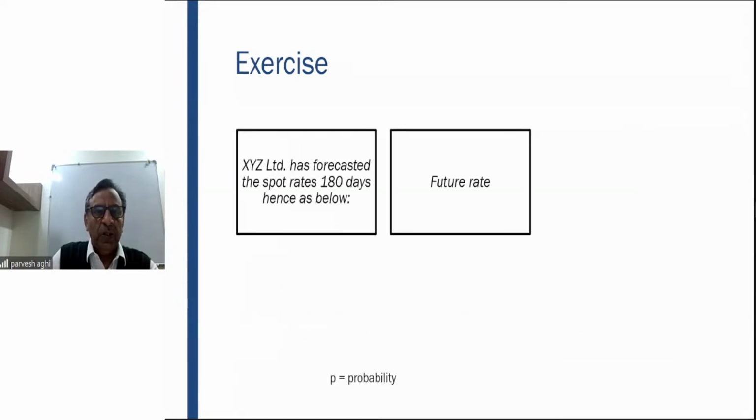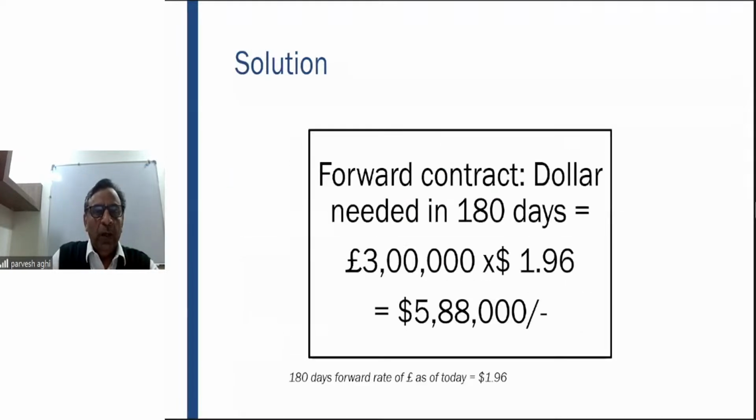Now I'll take you to the forward contract. If you look at the forward contract, they were paying 5,88,000 dollars, because it was 3 lakh pounds and the forward rate is $1.96. So this was their outflow in terms of dollars when they took the forward cover.